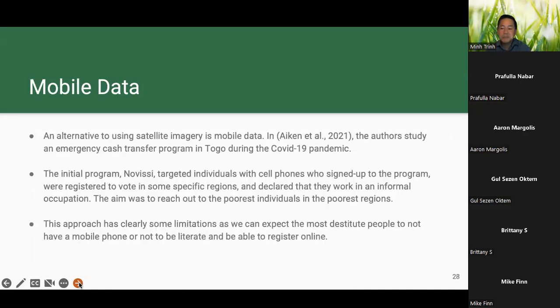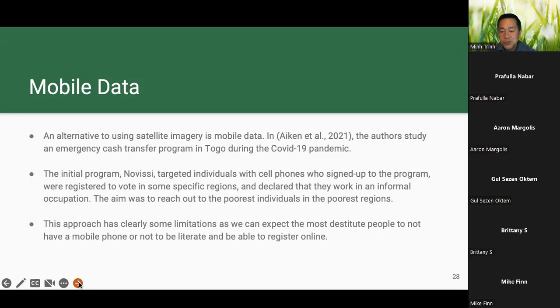So here, these are mobile data. This is another study, which uses cell phones. The study is not done on the whole African continent. It's done for the country of Togo, and during the COVID pandemic. I think I mentioned that to you earlier.